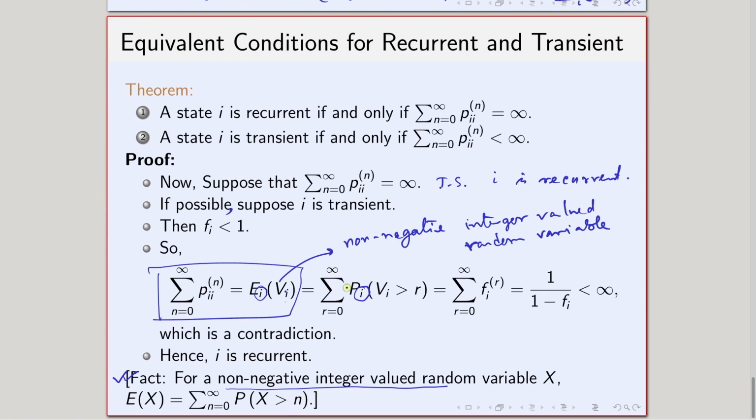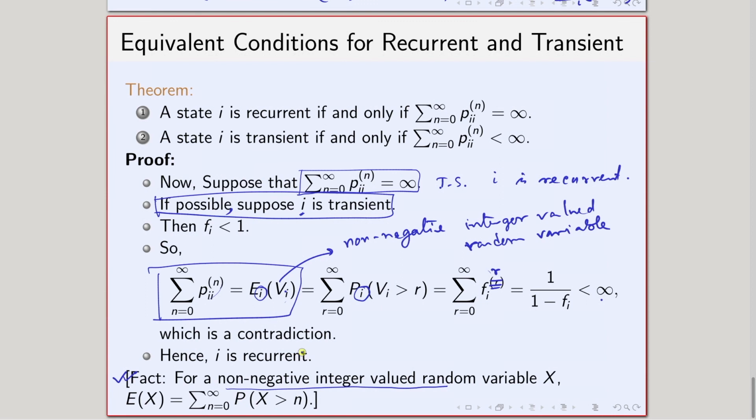This probability I have already found out: it is equal to f_i to the power r. When I do this sum, it is basically an infinite geometric progression, and f_i is less than 1. So the sum is 1 divided by 1 minus f_i, and because f_i is strictly less than 1, this quantity is finite. So this shows that if i is transient, then this summation has to be finite, and that is a contradiction, because we started with the summation of P_ii^(n) being infinite. The summation is now finite if I assume i is transient. So this assumption is wrong, and i has to be a recurrent state.